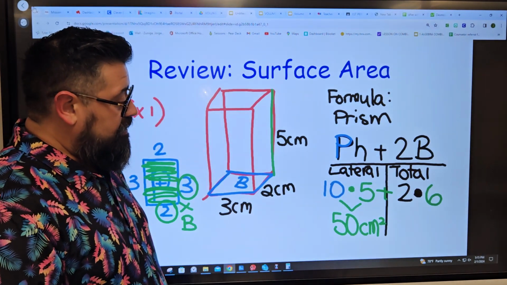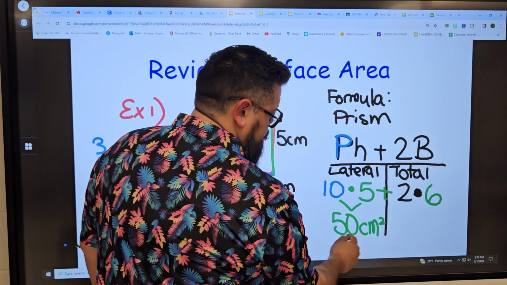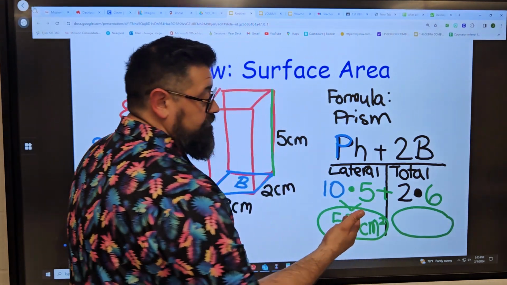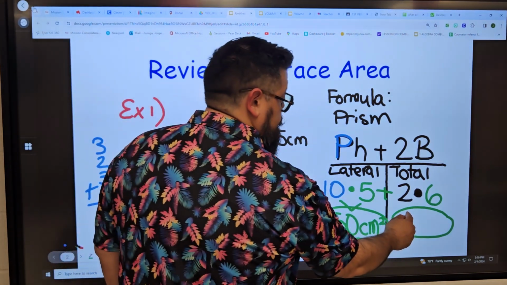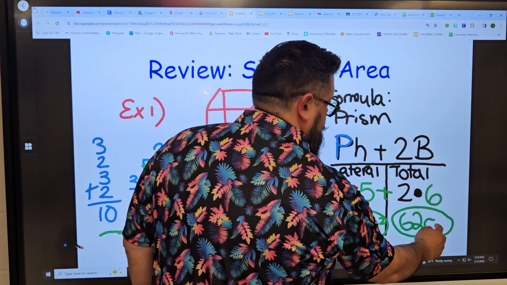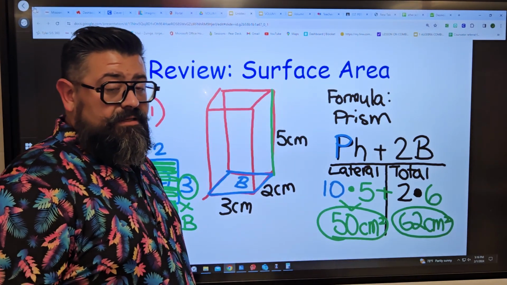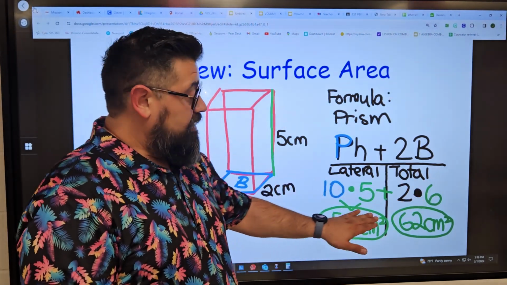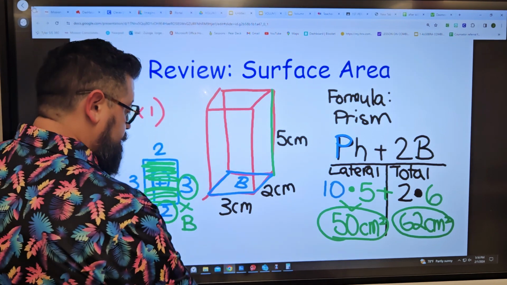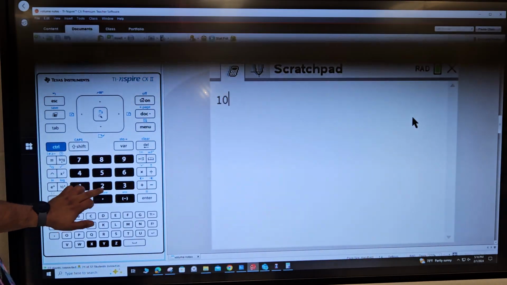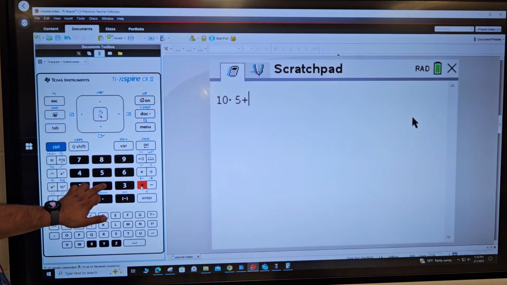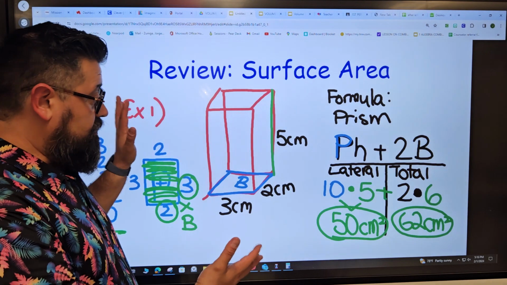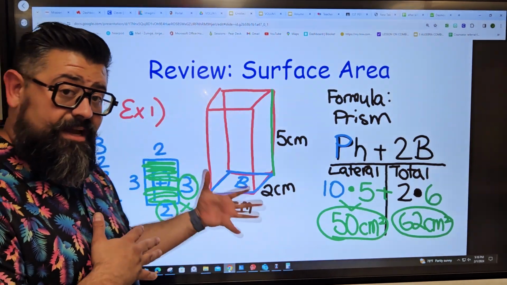So the answer would be, again, this was for lateral. For total, your answer would be 50 plus 12 is going to be 62 centimeters squared. Again, let's say you did not want to just take 50 plus 2 times 6. Again, you could just put all of that in your calculator. So you could have just done 10 times 5 plus 2 times 6, and you get 62. And that's basically it. That's all it is for a rectangular prism.